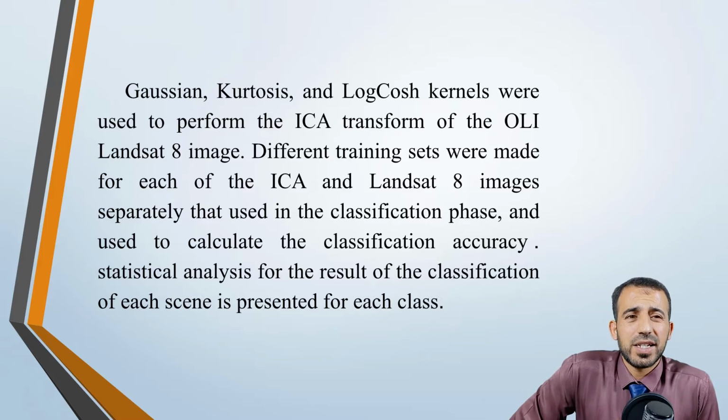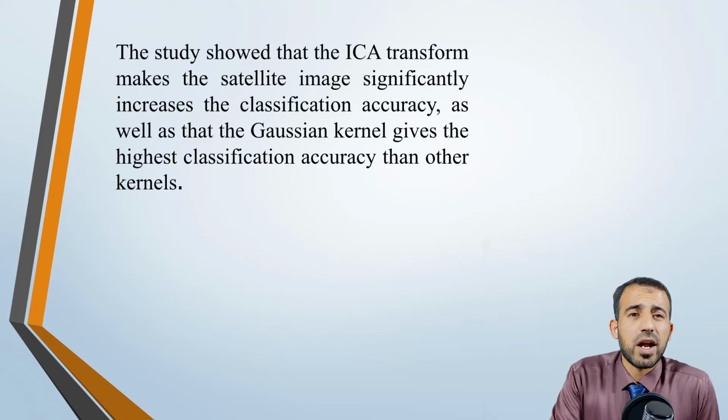Different training sets were made from each of the ICA and Landsat 8 images separately, and used in the classification phase to calculate the classification accuracy. Statistical analysis of the classification result of each scene is presented for each class. The study showed that the ICA transform significantly increases the classification accuracy, and that the Gaussian kernel gives the highest classification accuracy compared to the other kernels.